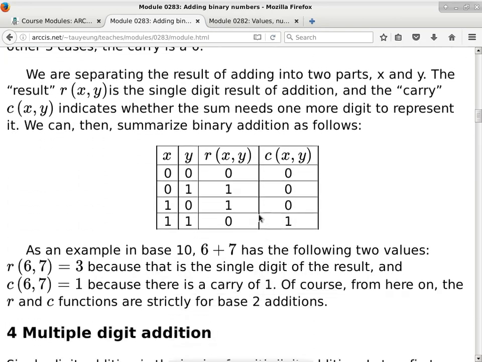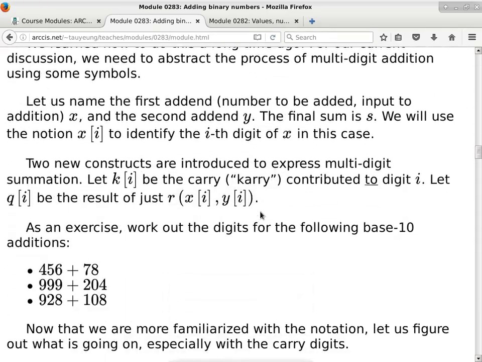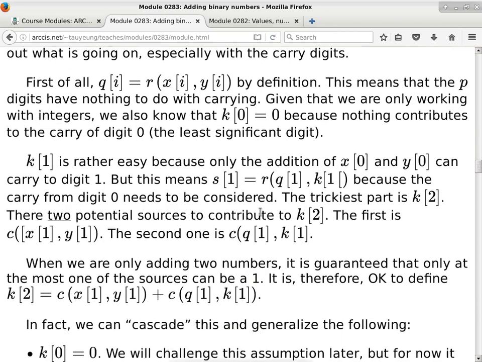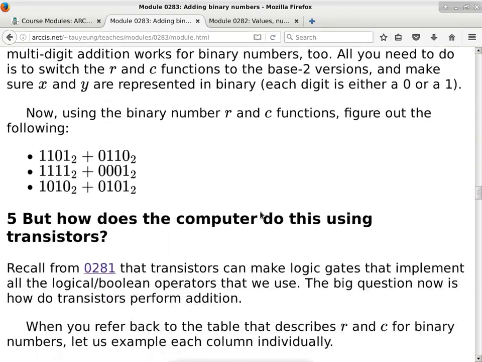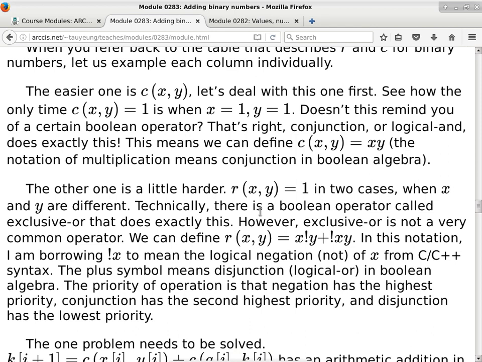So that means instead of using the arithmetic definition, now I can use a Boolean definition. So we are talking about how we can use conjunction to calculate the carry of a binary addition. That is cool. What about result?